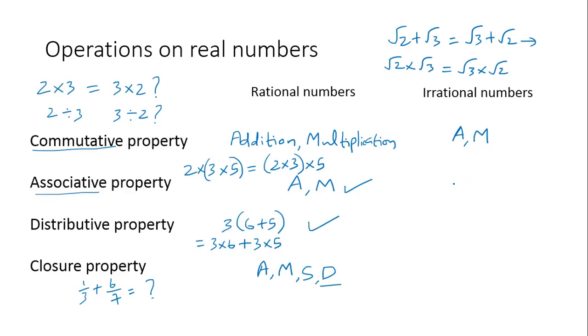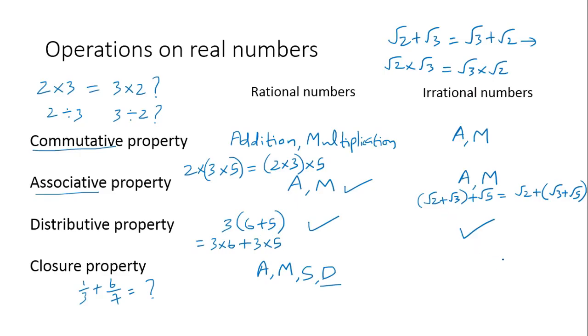And if you take similar examples, you can also see that associative property is true for addition and multiplication of irrational numbers. So for example, root 2 plus root 3 plus root 5 is the same as root 2 plus root 3 plus root 5, grouped differently. So this is associative property for addition. Similarly, you can find that associative property is also true for multiplication of irrational numbers. And distributive property is also true for irrational numbers. You can take examples and check it yourself.